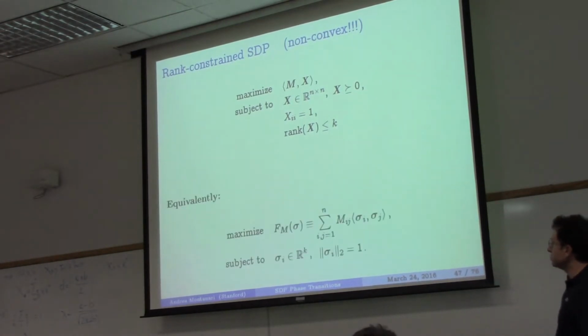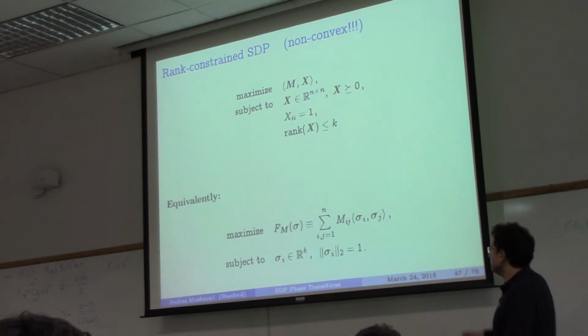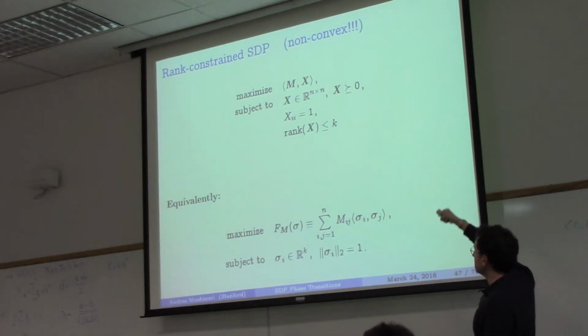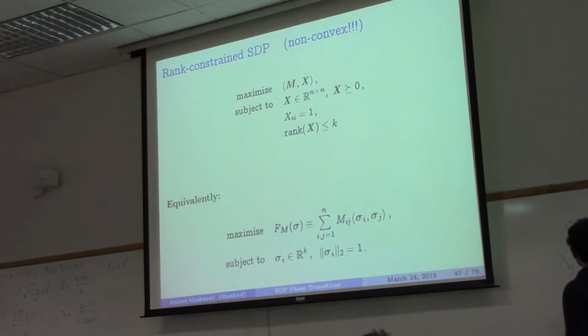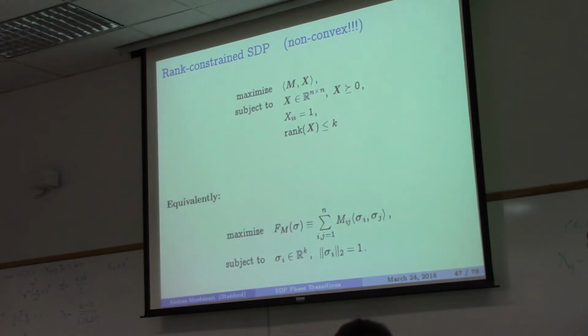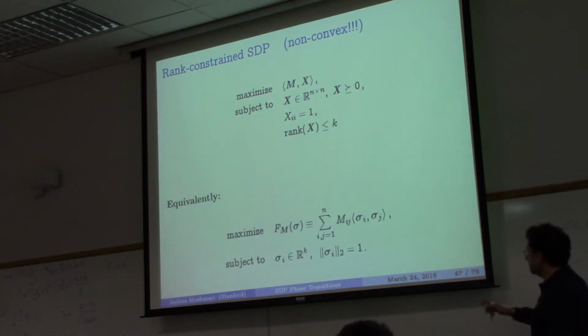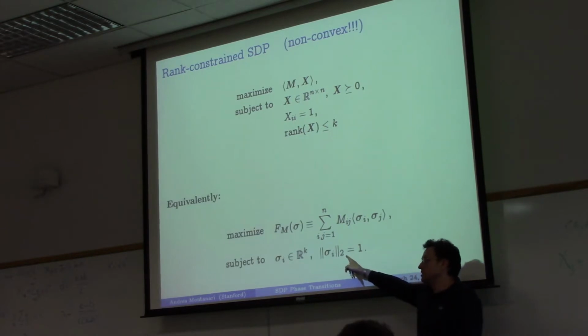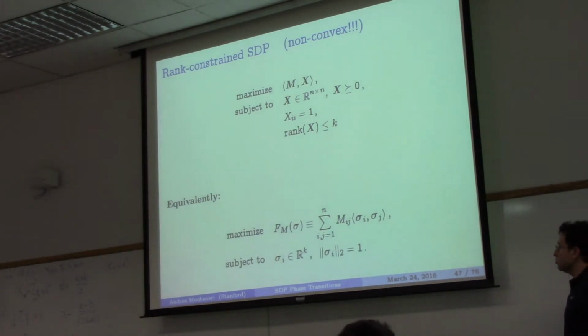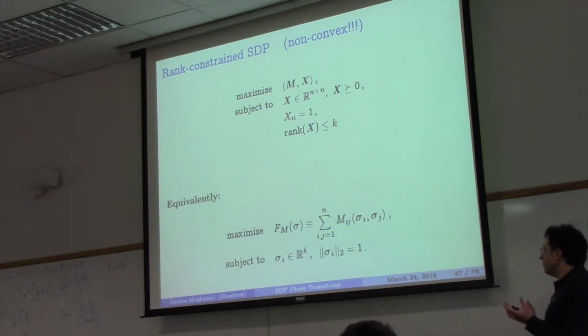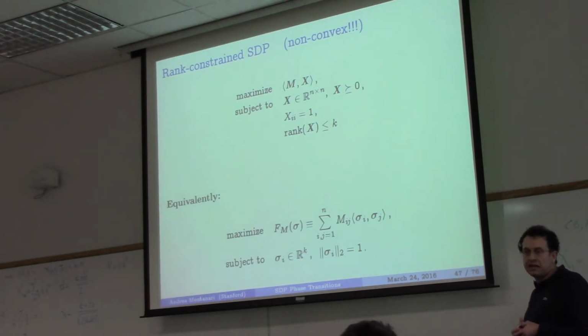Why is this interesting, first of all? Because once you do this, something nice happens: you can write just xij as the scalar product of two vectors, sigma i, sigma j. Any PSD matrix of rank k can be written as a Gram matrix of vectors of length k, and the trace constraint tells me that these vectors have to be norm 1. Now this is a smooth problem that we are solving over a smooth manifold. It's a product of n spheres.